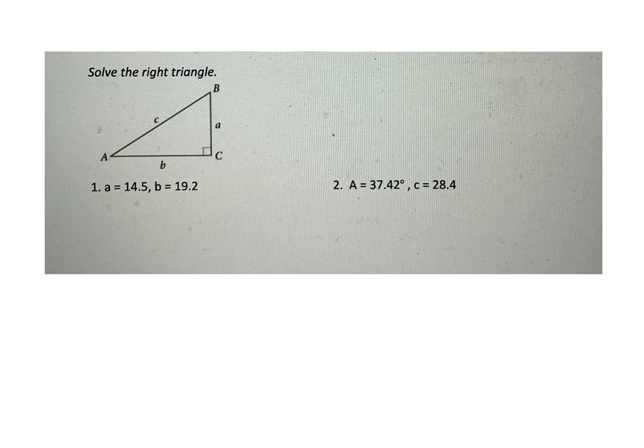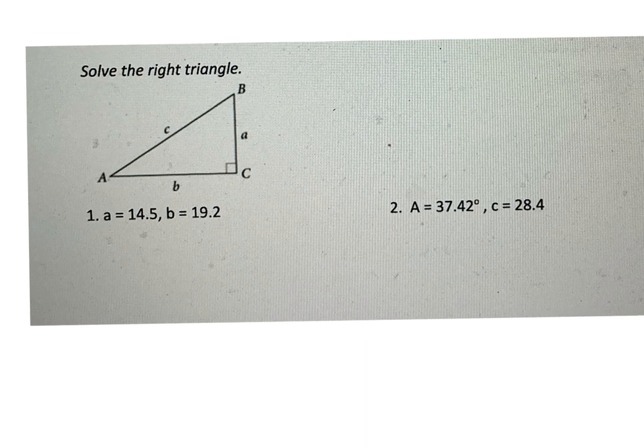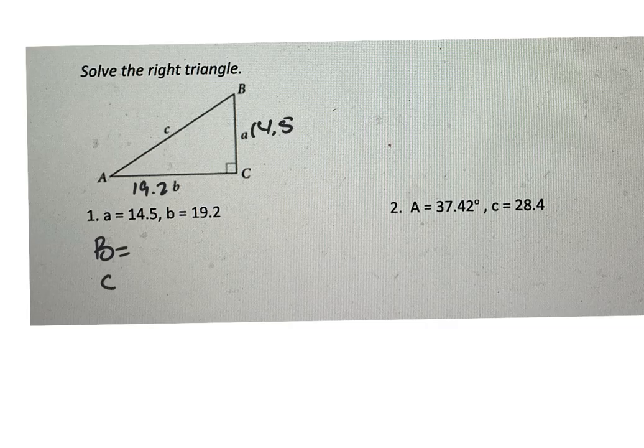All right, guys, let's do this thing. It says solve the right triangle. This is all SOHCAHTOA. I'm just going to write the stuff over that they gave me. They gave me 14.5 here for A, 19.2 here for B. So I need to find big B, little c, and big A. Okay, so here we go.